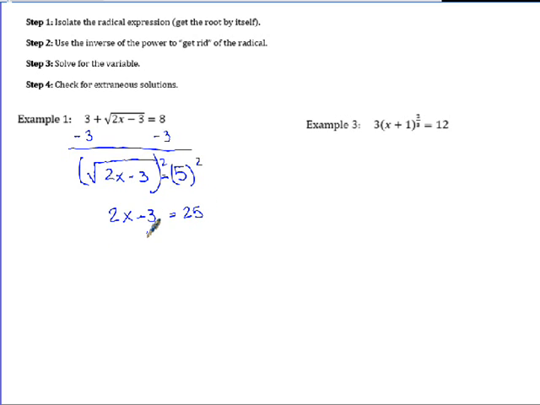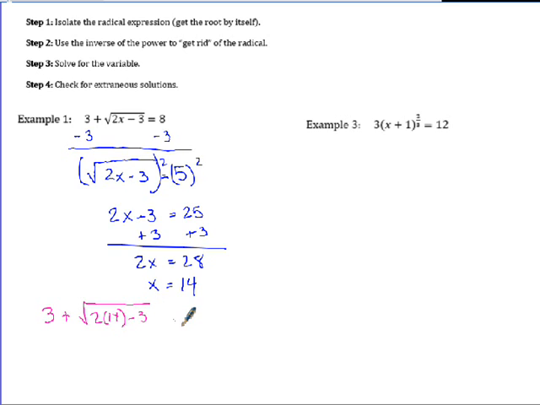And then this is a regular two-step equation from way back in like 7th grade. Add 3 to both sides. 2x equals 28, and so x equals 14. Alright, and then I always have to check for extraneous solutions, so I'm going to take that 14 and plug it into the original equation. So I have 3 plus the square root of 2 times 14 minus 3, and that has to equal 8. Alright, 2 times 14 is 28. 28 minus 3 would be 25. The square root of 25 is 5. 3 plus 5 is 8. 8 is equal to 8, so that solution works.